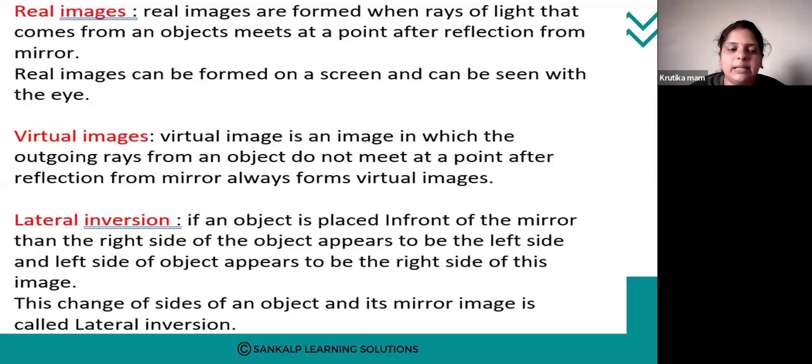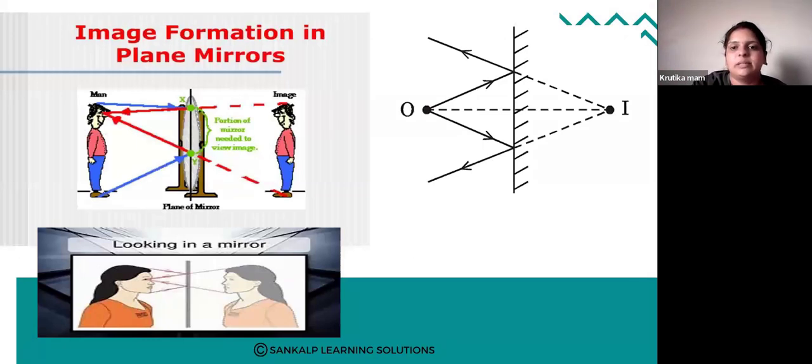If an object is placed in front of the mirror, then the right side of the object appears to be the left side and the left side of the object appears to be the right side. Okay, this change of sides of an object and its mirror image is called lateral inversion. So ಈ ಫಿನಾಮಿನಾ ನಾವು ಏನಂತ ಡಿಫೈನ್ ಮಾಡ್ತೀವಿ? Lateral inversion ಅಂತ ಹೇಳ್ತೀವಿ.